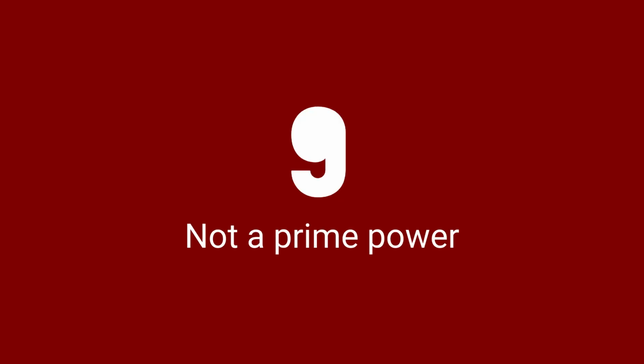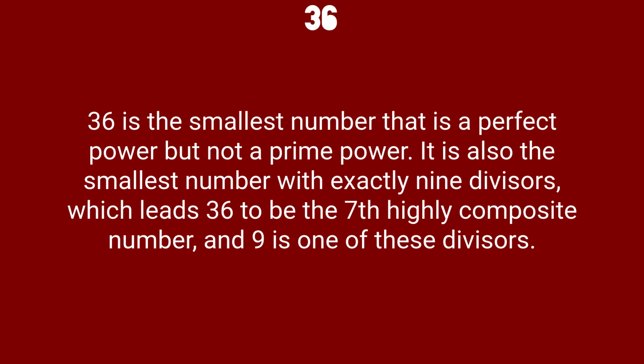not a prime power. 36 is the smallest number that is a perfect power but not a prime power. It's also the smallest number with exactly 9 divisors, which leads 36 to be the 7th highly composite number, and 9 is one of these divisors.